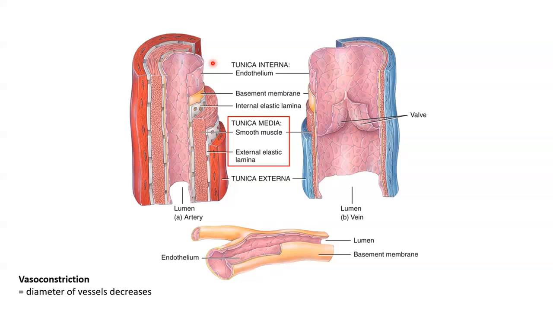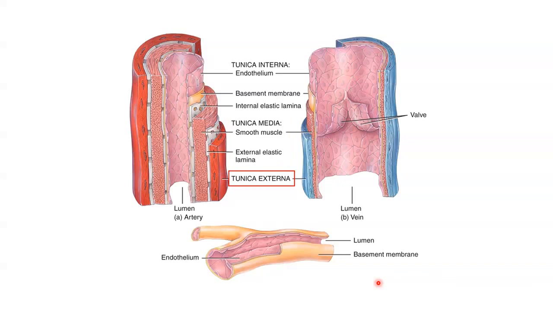So vasoconstriction is when the smooth muscle contracts and the diameter of the blood vessel gets smaller. Vasodilation is when those muscles relax and the diameter of that lumen increases, so the vessel gets bigger. 2 important terms to know. In addition to regulating blood flow and blood pressure, this smooth muscle layer also contracts in a small artery or arteriole when it's damaged to help limit the loss of blood through an injured vessel. This process is called vascular spasm.